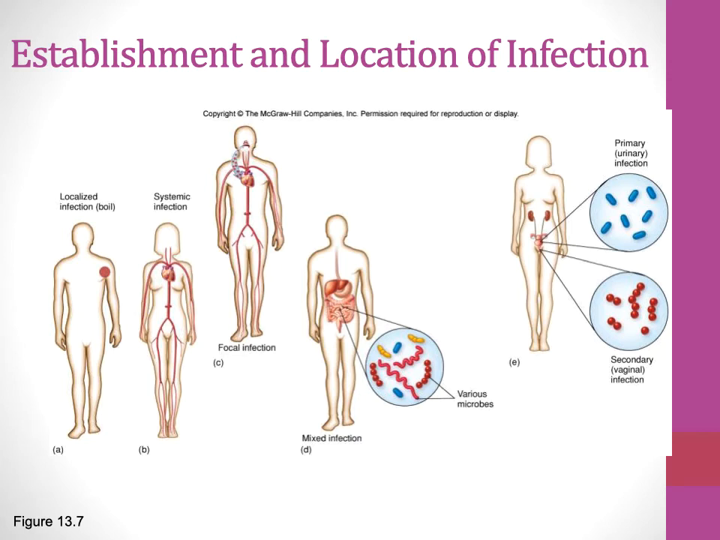We can also have a primary infection, and because of antibiotics taken or a shifting of the immune system, we can end up developing a secondary infection. Secondary infections are sometimes a complication of certain drug treatments or of treating a primary infection.